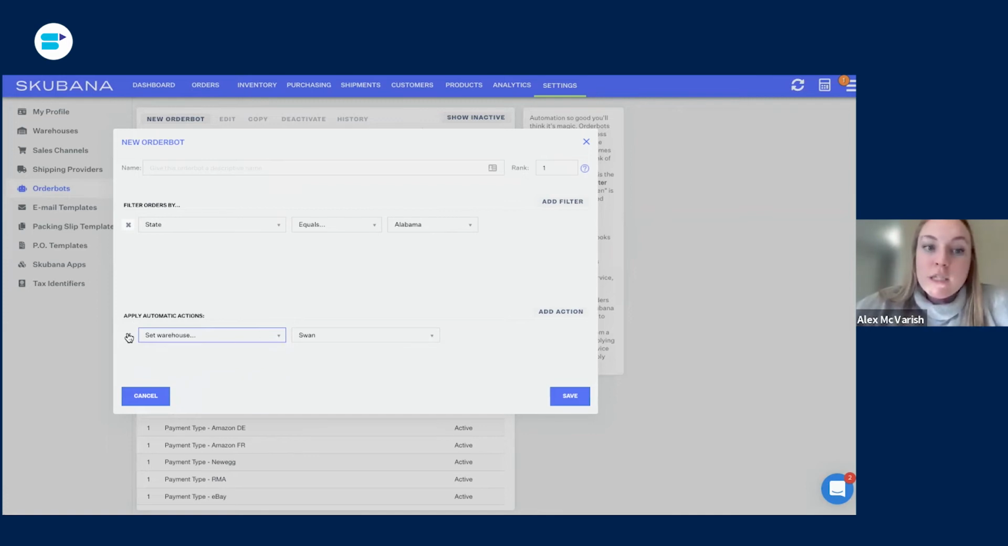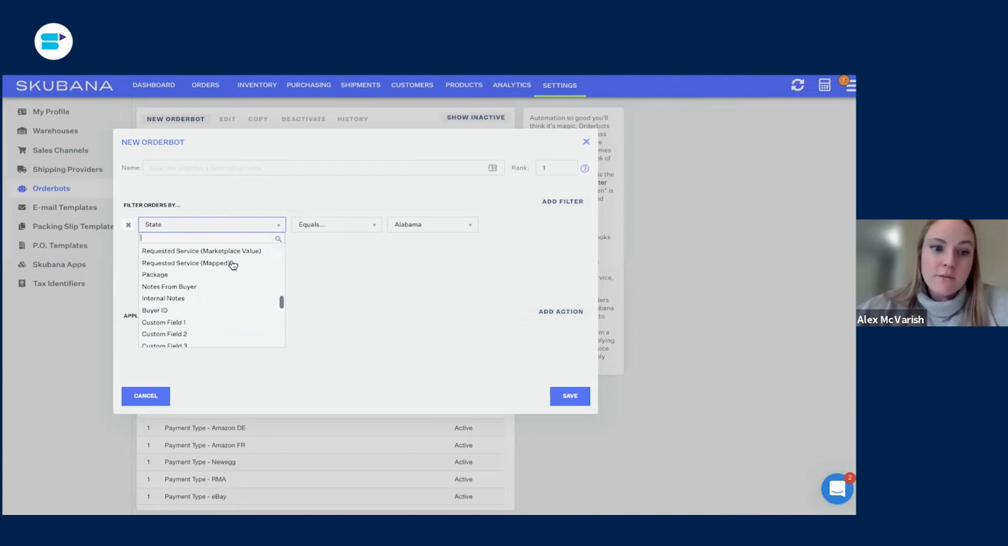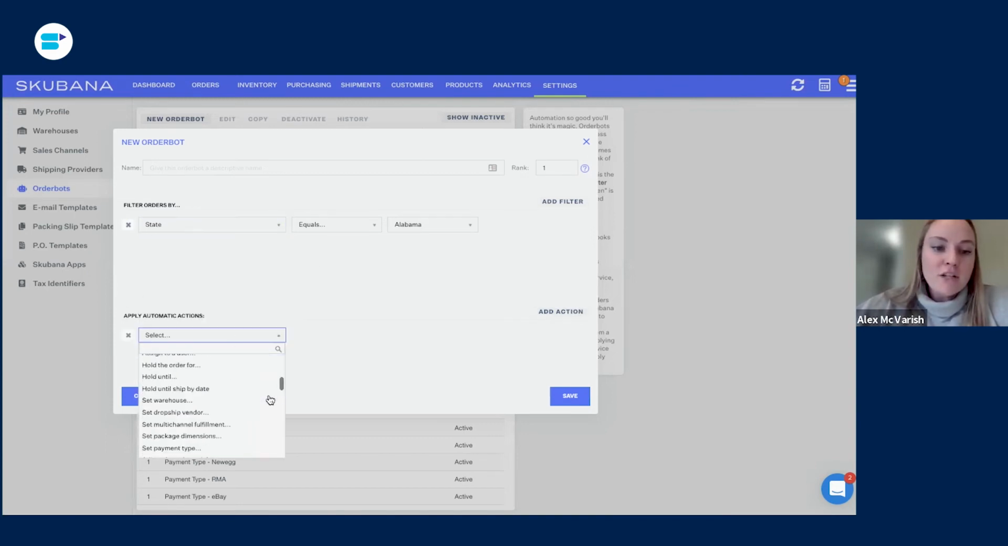We can also split orders automatically. So that can be handy if you have a customer who orders one back-ordered SKU and one SKU that's in stock. We could automatically split that order so that they're not waiting for that back-ordered SKU to get the SKU that's in stock. There's a lot that we can do here with our order bots, tons of different options for order filters, tons of different options for order actions. Lots that can be done here.